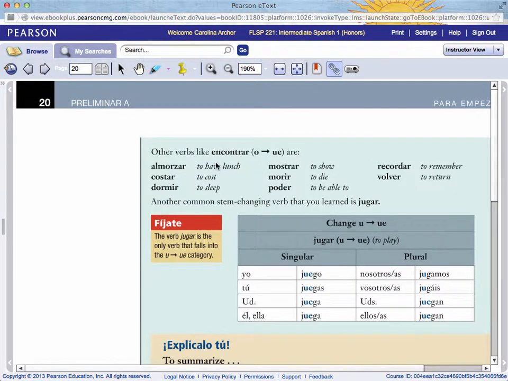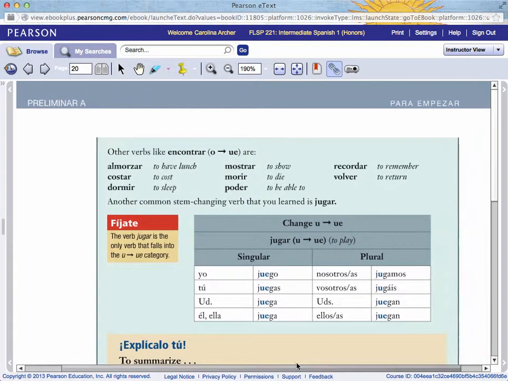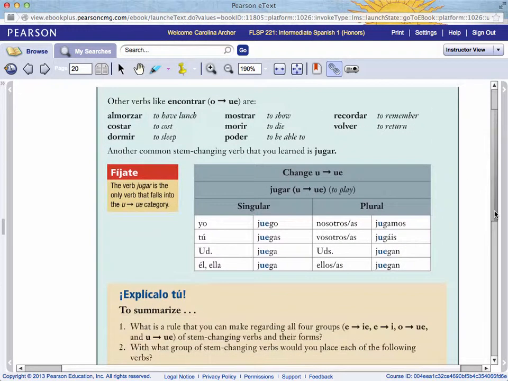And of course here are the verbs that work exactly like encontrar. The O changes to ue. Almorzar, costar, dormir, mostrar, morir, poder, recordar, y volver. Okay? And another common stem changing verb that we learned before is jugar.